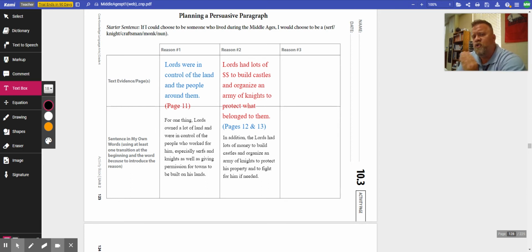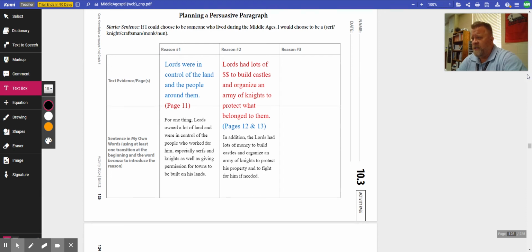Now, how does this translate into a persuasive paragraph? Because remember, it's not informative, so it's not factual. It's my opinion that I'm going to support with facts to try to persuade you or convince you that being a lord was the best there was. So if we go back to our persuasive paragraph structure, we make a statement, and then we provide reasoning supporting that statement, and then the conclusion is a zinger. We want to really hit it home that that's what you want to be. And that's what you're going to do with your opinion.